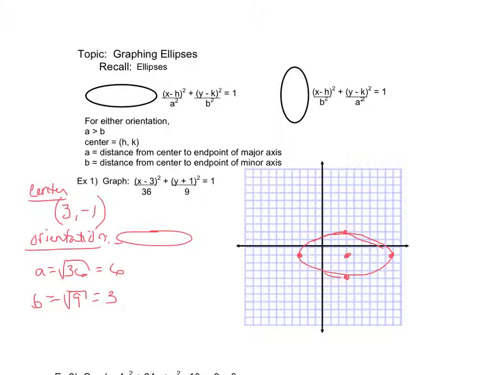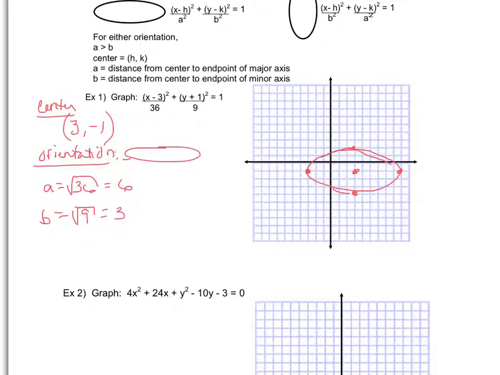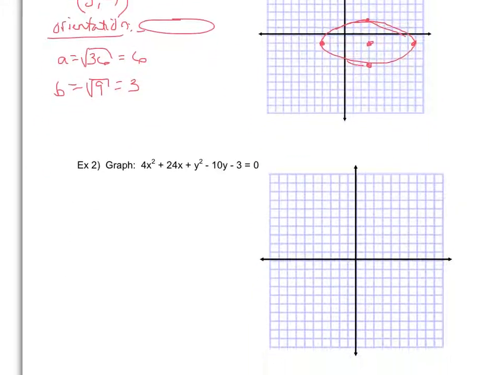Notice I didn't need, I know when you took notes, you saw there was a foci and some different equations that related the A, B, and C, the C being the distance from the center to the foci. Notice that in graphing, I don't need that. In the next video, when we start looking at writing equations, that's when that will come into play.